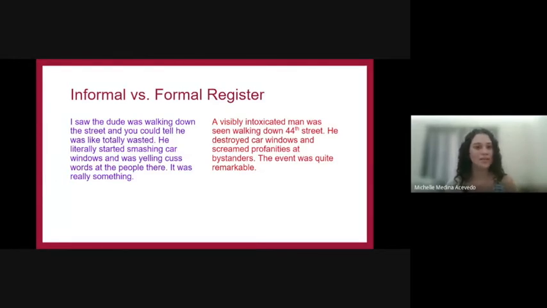Now, how can we say this exact same information if we were writing it academically? It would sound something like this. "A visibly intoxicated man was seen walking down 44th Street. He destroyed car windows and screamed profanities at bystanders. The event was quite remarkable." So if you look, they say exactly the same thing. They say that a man that was drunk was walking down the street. He destroyed cars and yelled cuss words.